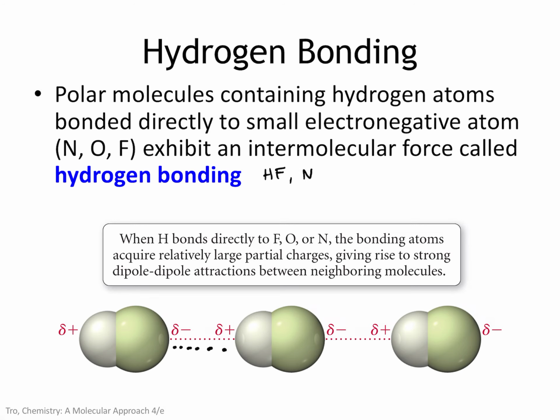For example, HF, NH3, H2O. These all have a hydrogen that's directly connected to one of the three most electronegative elements, which can be attracted to another hydrogen of one of the three most electronegative elements, creating an intermolecular force that's called hydrogen bonding.